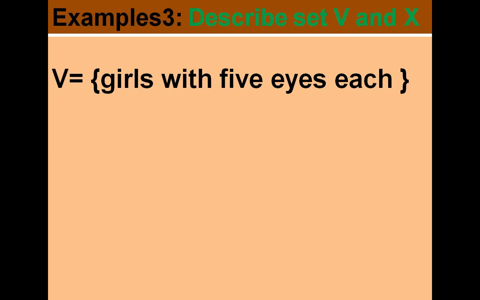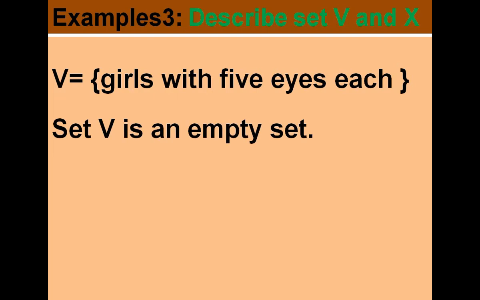Such children don't exist. In fact, it could be maybe a monster, but not a girl. So how can we describe such a set? We can describe such a set by saying that set V is an empty set. It is empty. Why? Because if you are asked or tasked to find girls with 5 eyes each, you may not be able to find them. Therefore, we can describe such a set to be an empty set.